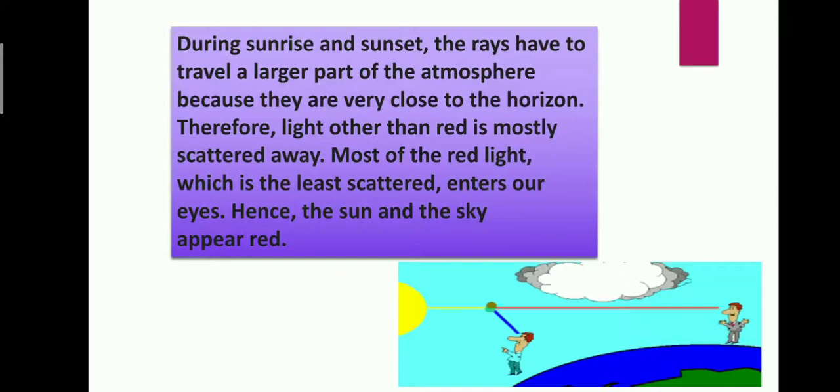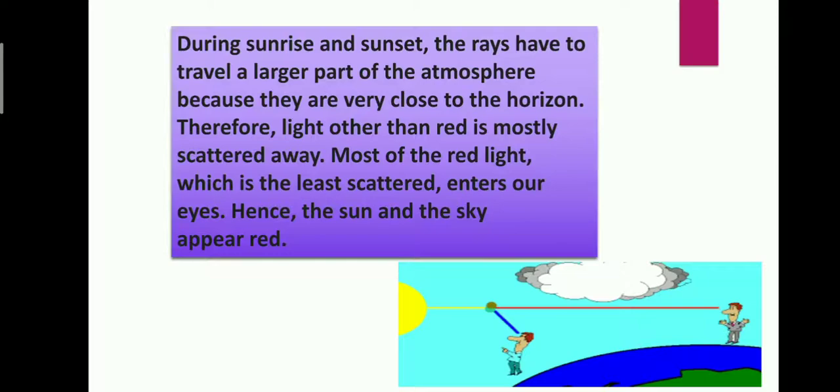So since the red light has a higher wavelength, it is quite obvious that it is going to travel a larger distance. No doubt it is scattered very little, but whatever small portion of the scattered light there is, you are going to see it in your eyes. So that's the reason why, during sunrise and sunset, the sky appears reddish in color.